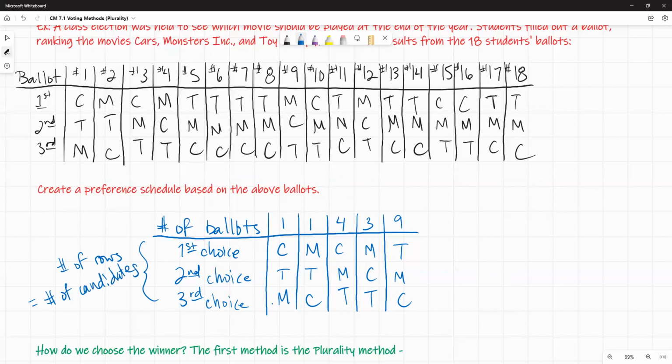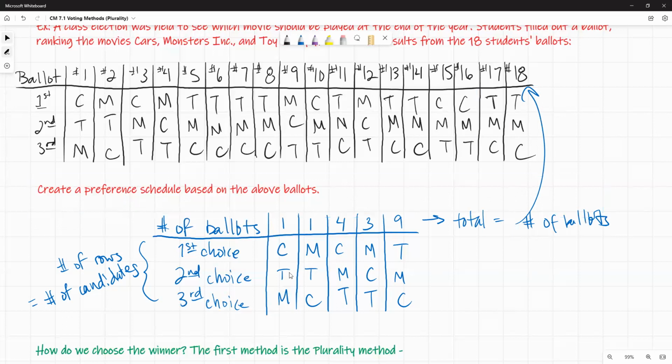Okay, and then the total should equal how many ballots there are, okay? It's the number of ballots. And hopefully you see how obvious that is since the name of the row is number of ballots, right? So that's just a quick check to make sure you did it correctly.